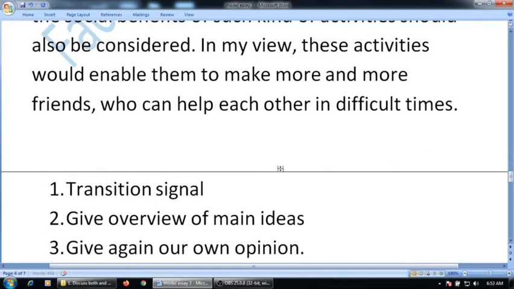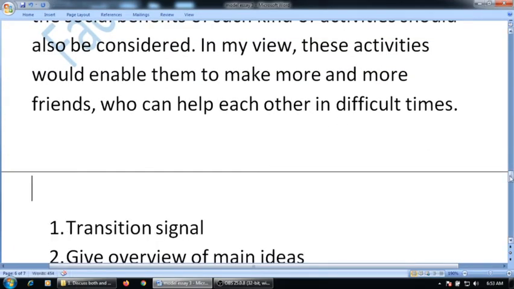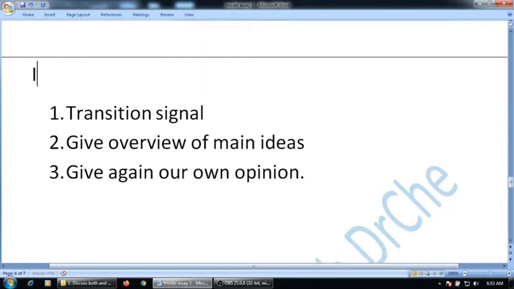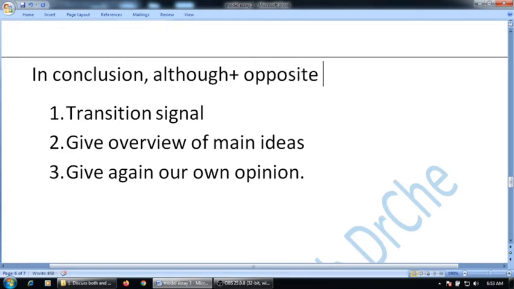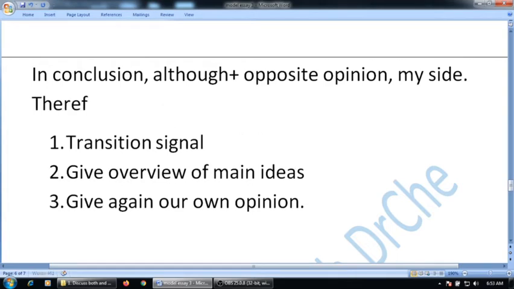So let us start. In conclusion, I usually use this one. In conclusion, then I would use this formula: although plus summary of opposite opinion, comma, what was my side, then full stop, then therefore my opinion. This is the template to write a conclusion, to discuss both sides and give your own opinion. So I would use this one.